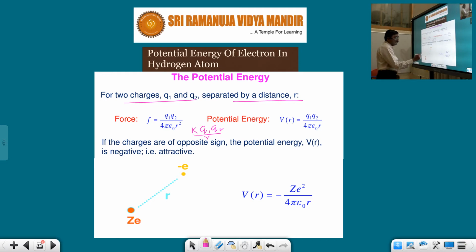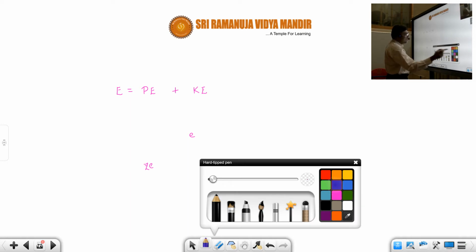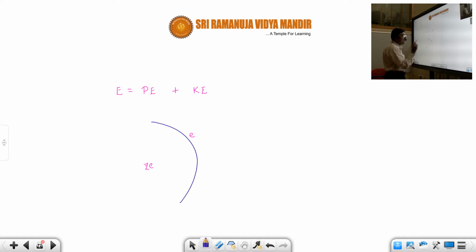Now you can see here ZE is the charge of the nucleus, and E is the electronic charge. Do you agree or not? Now in the next slide I'll explain for you. Now if you have a ZE and an electron, it is moving in an orbit, and the charge is minus E.